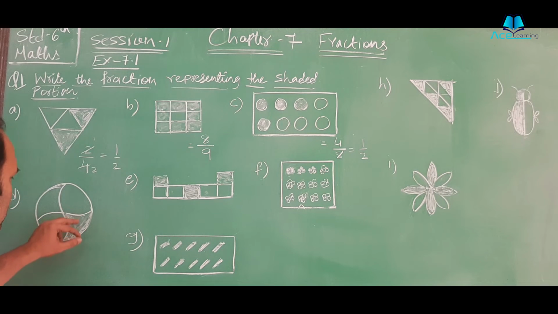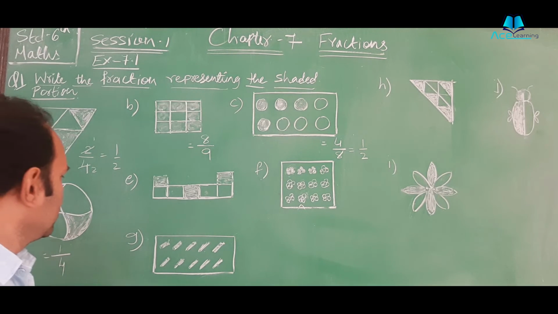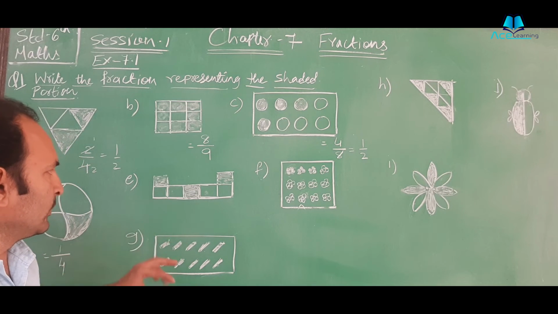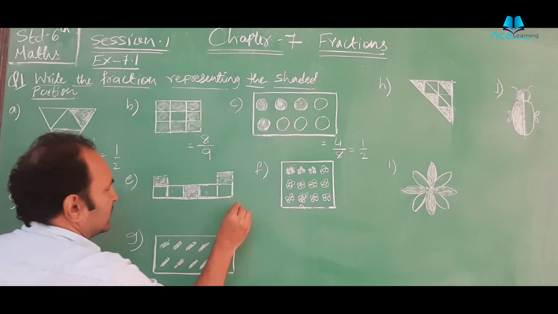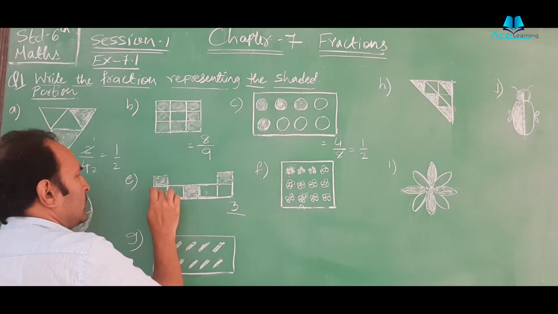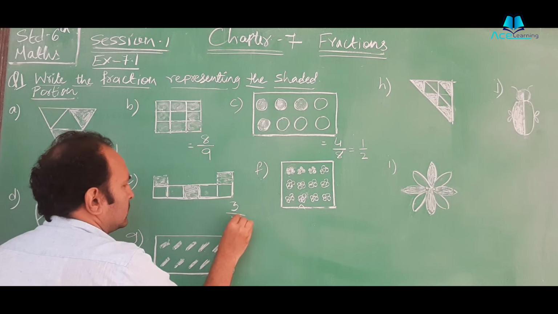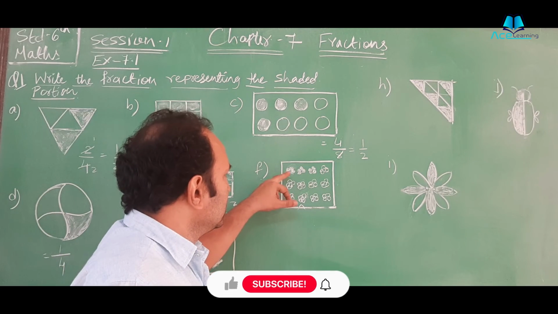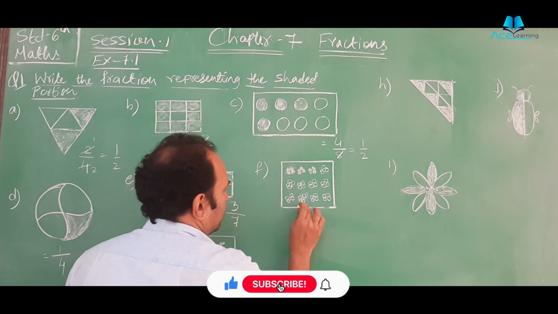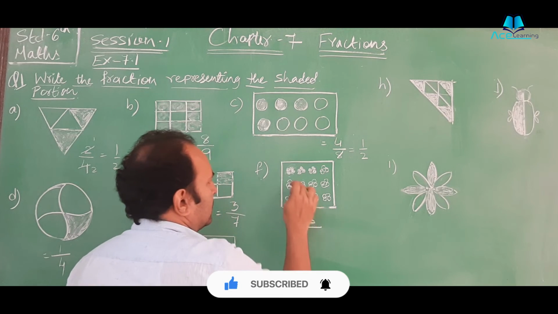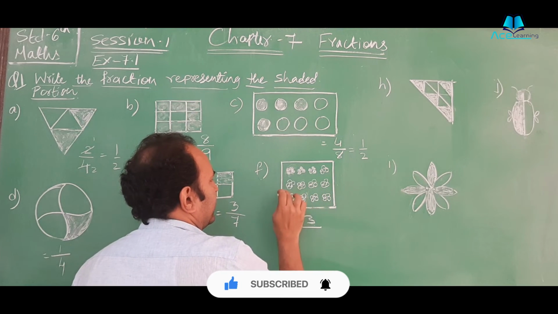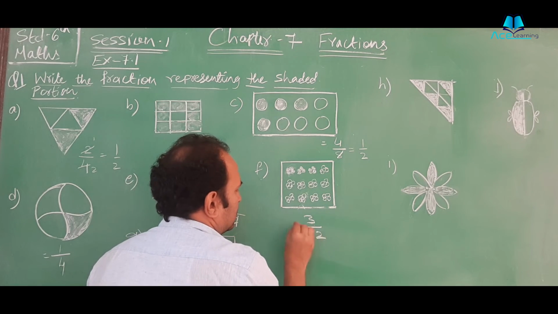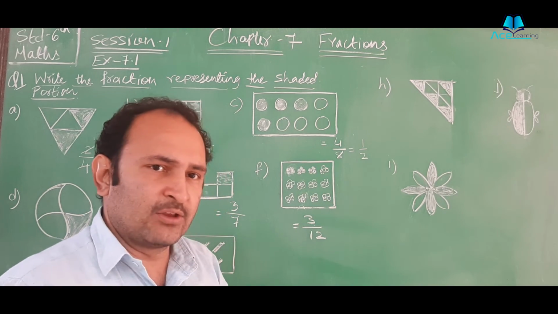Next one. 1 is the shaded part. Total is 1, 2, 3, 4. 1/4. Okay. This one, 1, 2, 3 is the shaded part. Upon the total 1, 2, 3, 4, 5, 6, 7. 3/7. Same way here you can see three shaded parts of the flower cake. Okay, 1, 2, 3, 4, 5, 6, 7, 8, 9, 10, 11, 12. 3 upon 12. Now 3 upon 12 can also be written as 1 upon 4.